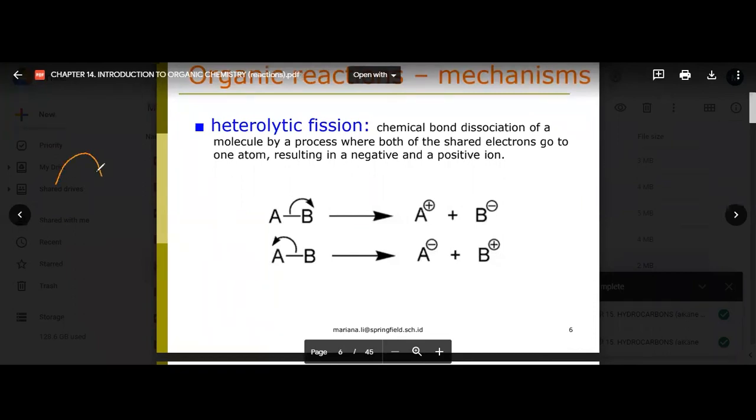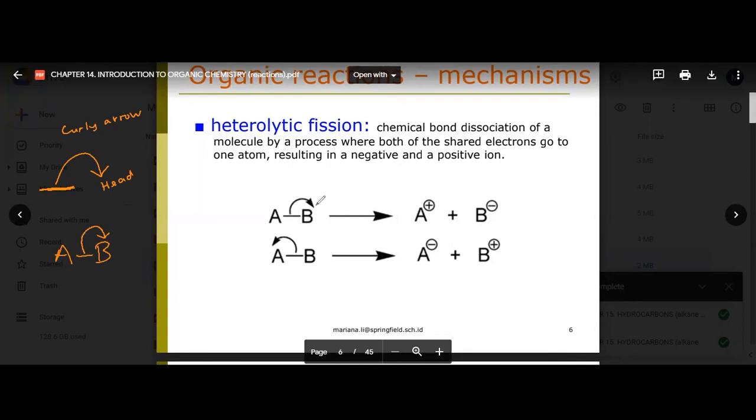So you will see that we will use a curly arrow. This is called a curly arrow, and you can see that it has a full head. This shows that two electrons from the covalent bond go to one atom only. So if we have AB, you should draw the curly arrow from the covalent bond, from here to here.